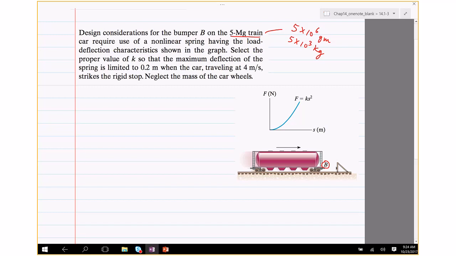So the spring is not a linear spring. You can see it's actually quadratic. It's a non-linear spring. Select the proper value of k. So the k is an unknown. So that the maximum deflection of the spring is limited to 0.2 meters when the car traveling at 4 meters per second strikes the rigid stop. Neglect the mass of the car wheels.